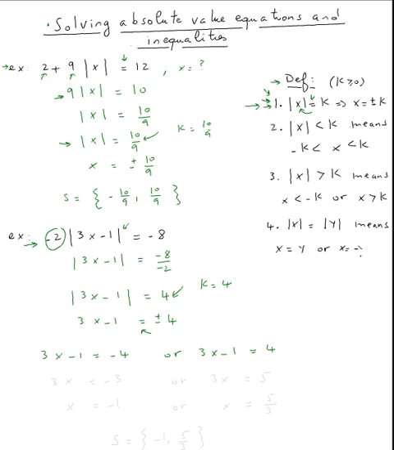Now this means that 3x, add 1 to both sides, negative 4 plus 1 is negative 3, divide by 3, you get negative 1. Or this means 3x is equal, add 1 to both sides, 5, divided by 3, you get 5 over 3. So we have two solutions, so we use the set. The solution is negative 1 and 5 over 3. And that's it for this example.